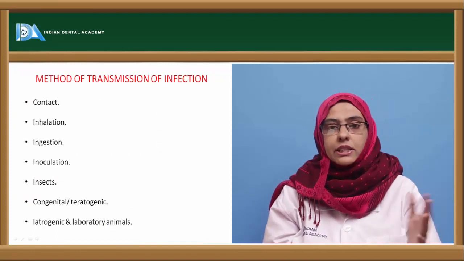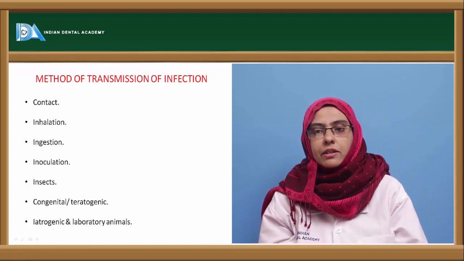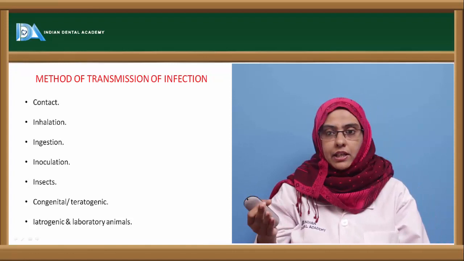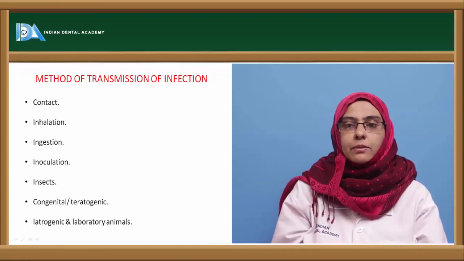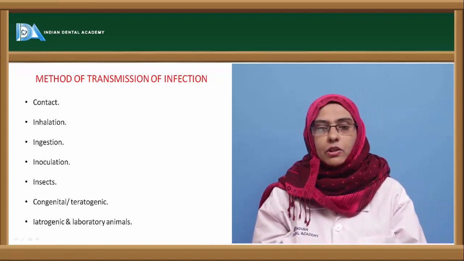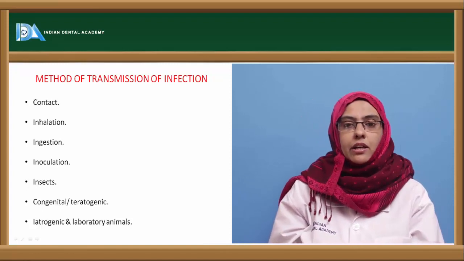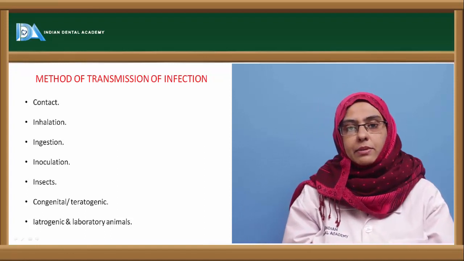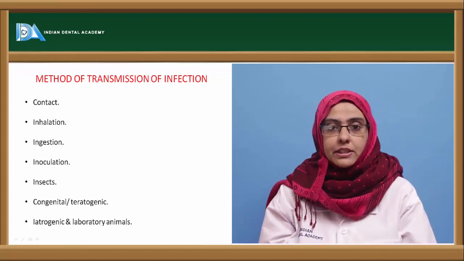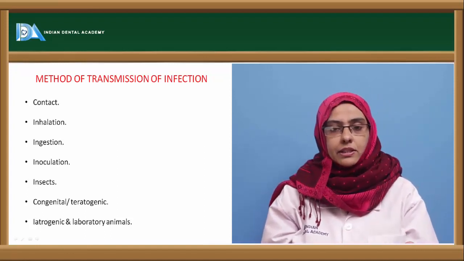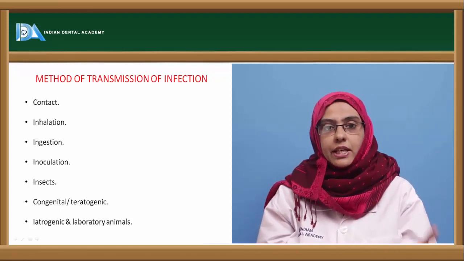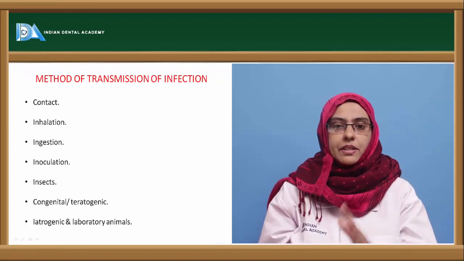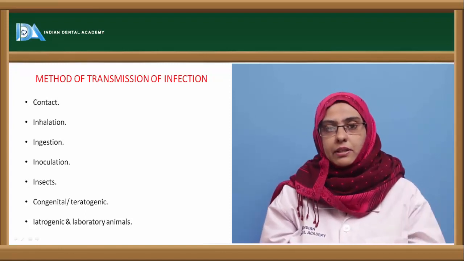Now let us see how these infections can be transmitted from one person to another person and from one source to another source. Here we can classify different types. First, we can deal with contact. Contact can be a direct contact or an indirect contact. In direct contact, the best example is the sexually transmitted disease, such as syphilis or gonorrhea, which are usually transmitted during sexual contact. That is a direct contact where the organism is transmitted from one person to the other person.